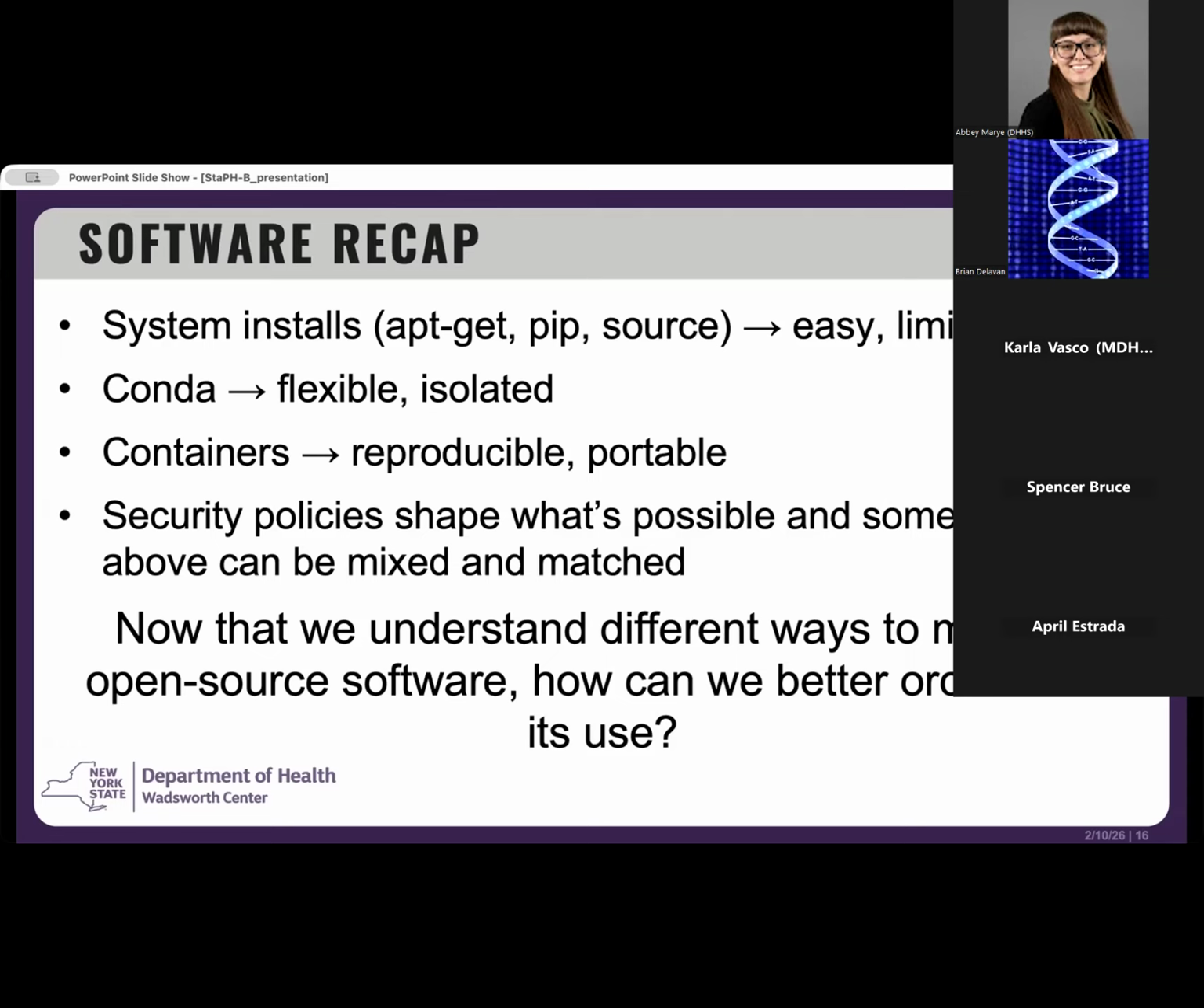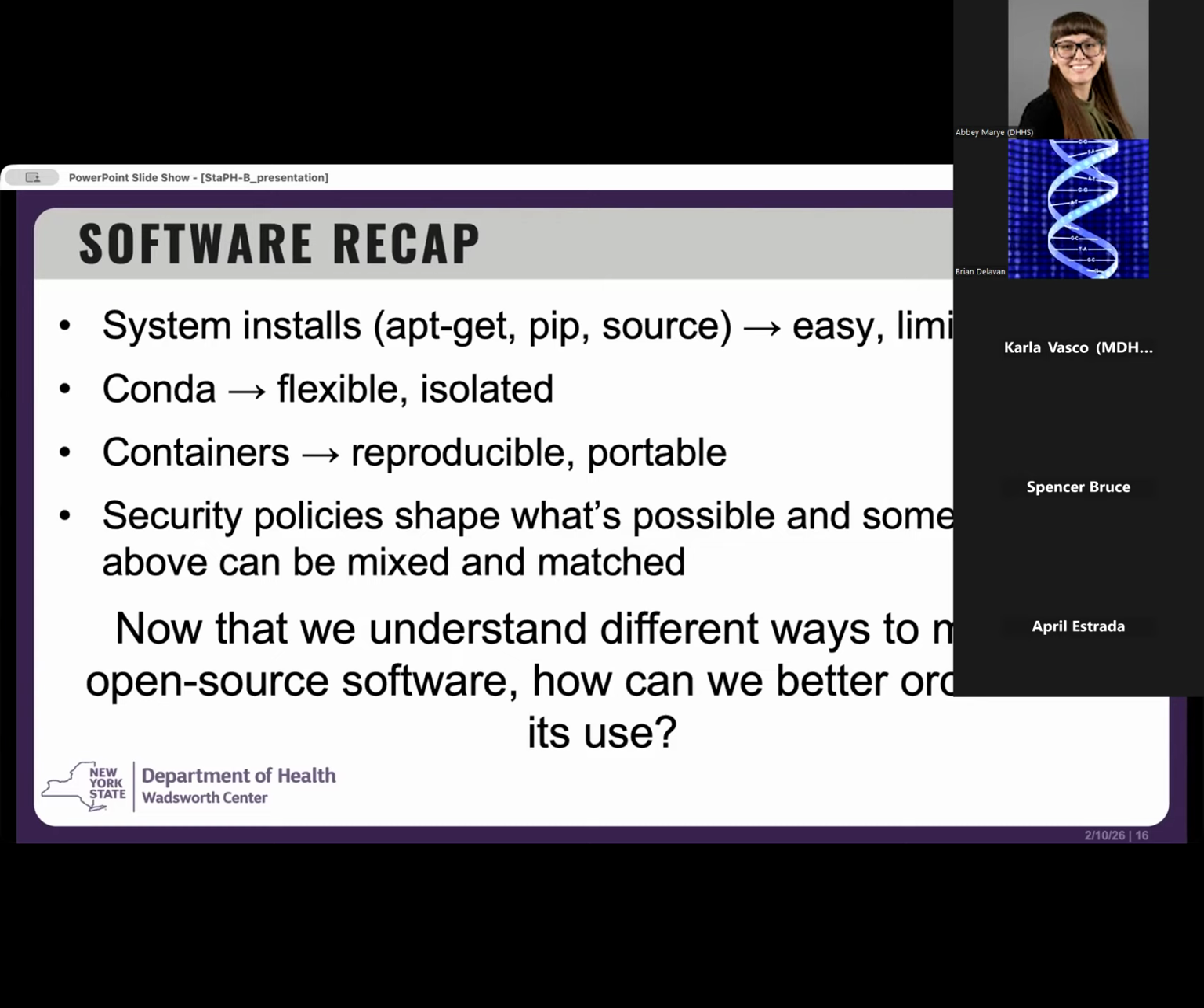So the key theme really throughout this whole section, right, is that security policies at your public health institution really shape what's possible for you. In many cases, the best solution isn't one tool, but a combination: Conda inside containers, containers run with Apptainer, or different tools at different stages of a workflow. So now that we understand different ways to manage open source software, the next question is how we actually use all of this stuff efficiently, right?